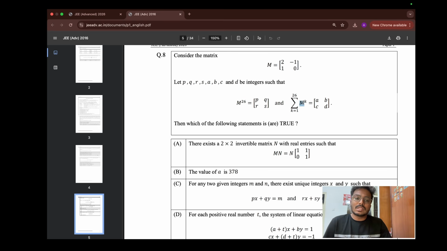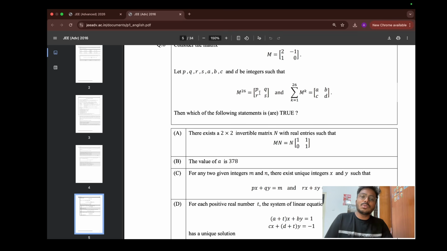Similarly, using the Cayley-Hamilton theorem, you can derive the characteristic equations for M, M square, M cube, M power 4, and you can add all of them up and then find the summation. This question is a classic application of the Cayley-Hamilton theorem.